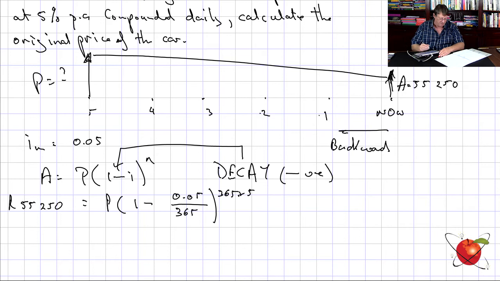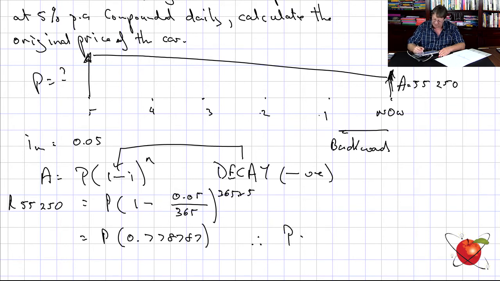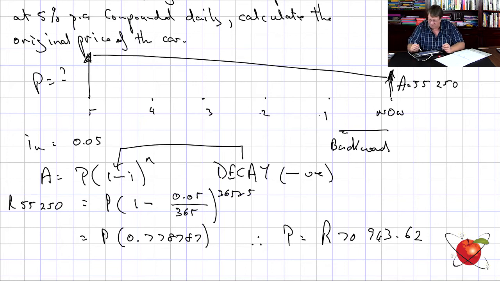There we go. The final thing is going to be P times 0.778787. Therefore, P comes out to be, you just divide through, 70,943.62. And that is where we've got that one.